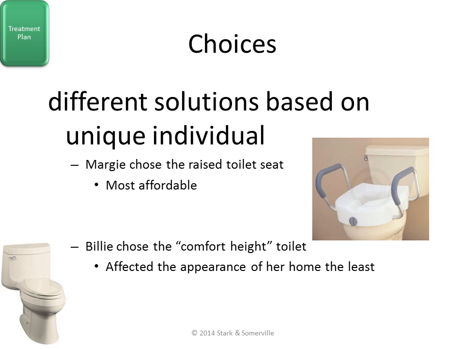But each of them would choose very different options because of their different places in life. So Margie chose the raised toilet seat because it was the most affordable, and in fact, she could get it for free through an adaptive equipment lending program. And then Billy chose the new comfort height toilet because it looked just similar to the one that she had before and did not have any kind of medical appearance to it whatsoever. So the solutions that they chose were based on their individual preferences and the factors that were most important for them.